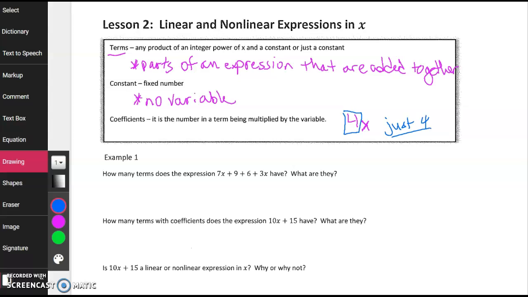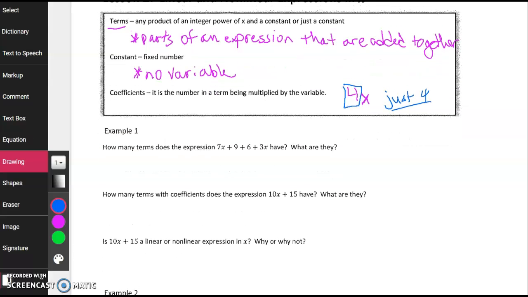So let's put these terms into play, starting with terms. How many terms does the expression 7x plus 9 plus 6 plus 3x have, and what are they? Well, remember I said they're the parts of the expression that are being added together. Remember, subtracting is the same thing as adding an opposite. So if we want to look for terms here, we're looking for what's being added together. 7x is being added to 9, which is being added to 6, which is being added to 3x. So this has 4 terms.